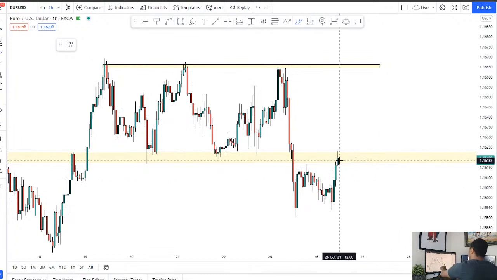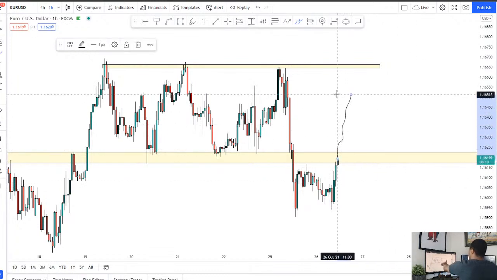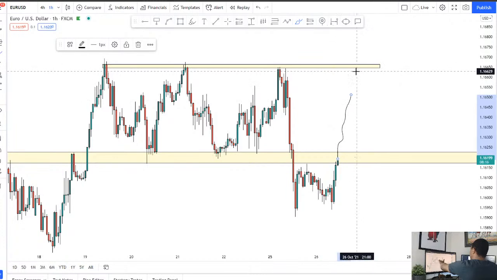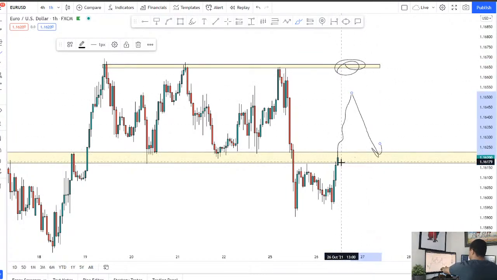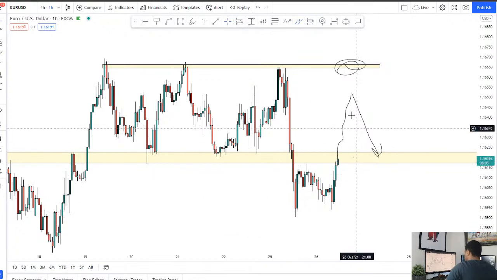If price does break through this and just continues, we'll still wait for the retest. As long as we haven't reached this resistance, I will be looking for price to come back down. It doesn't matter if it's here and it comes back down, or up there and it comes back down. We'll be waiting for that retest.